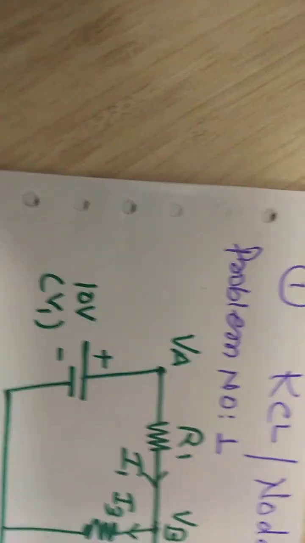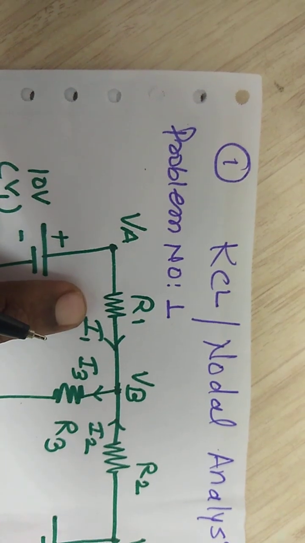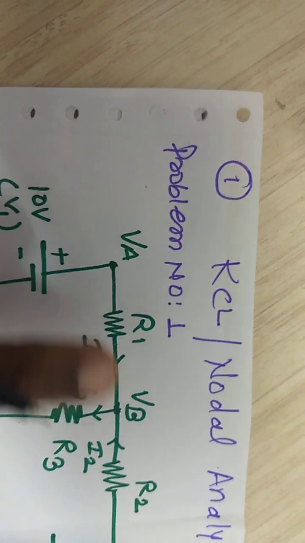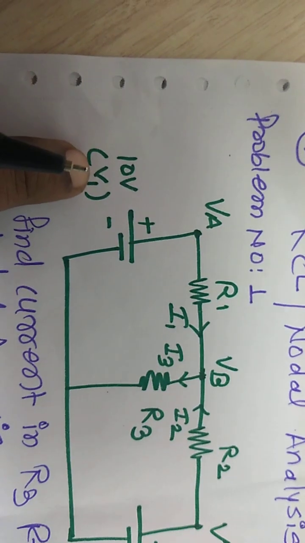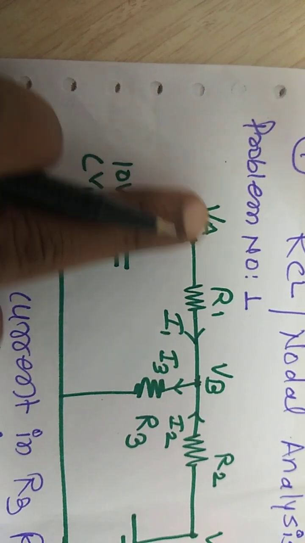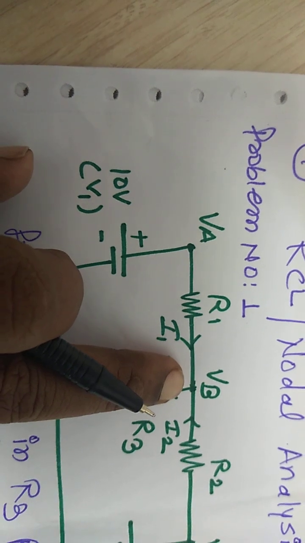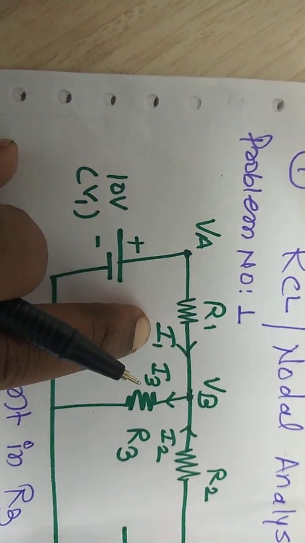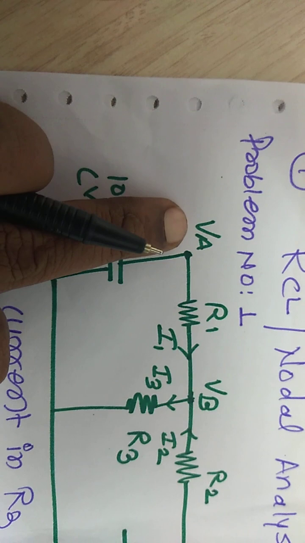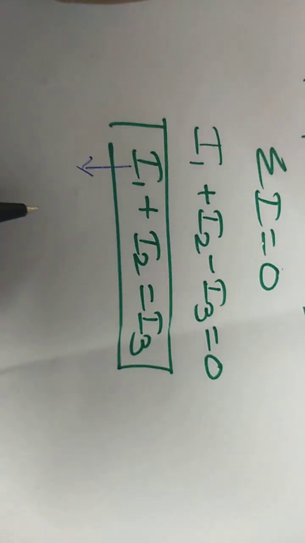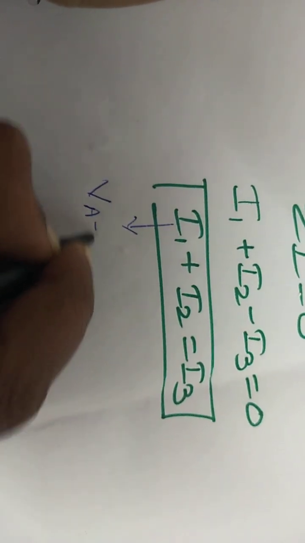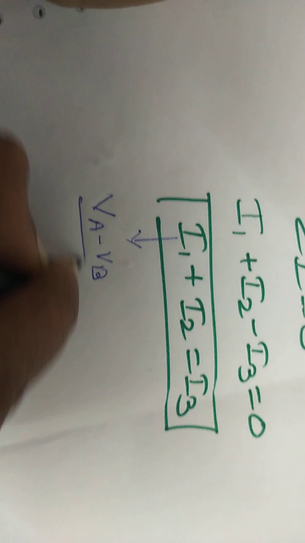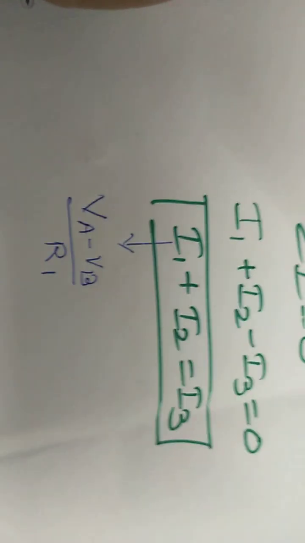Now this current I1 is flowing from which node to which node? Due to this supply V1, the current flows from node VA to node VB. This current I1 we can expand by writing one equation. It means that we can represent the current I1 as VA minus VB divided by resistor R1.